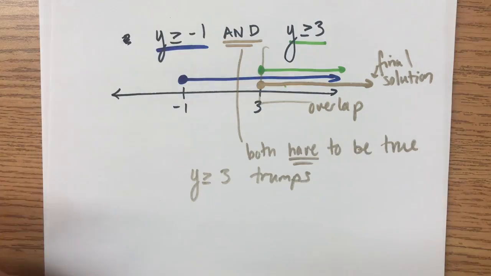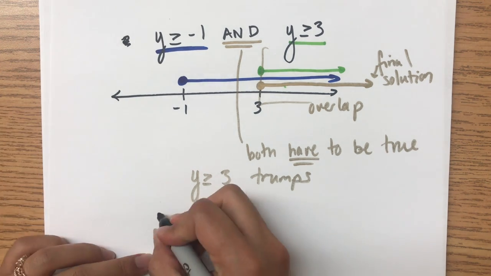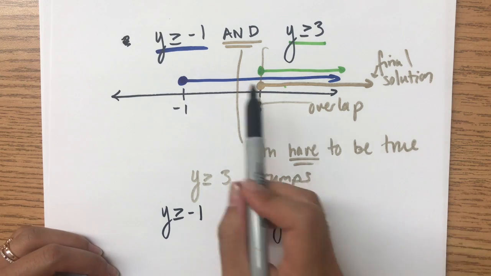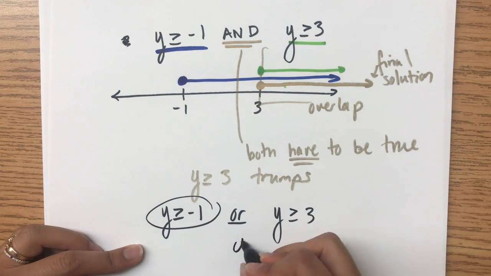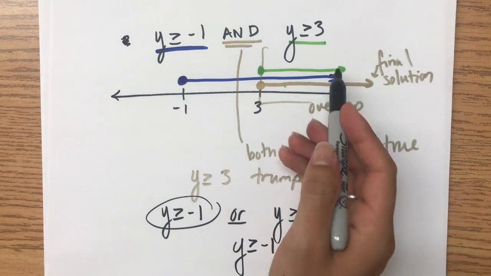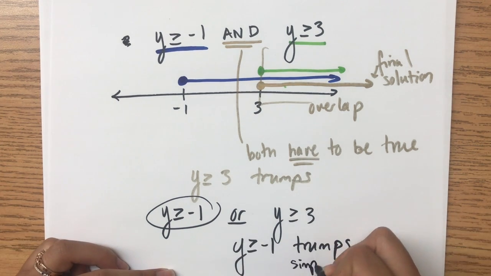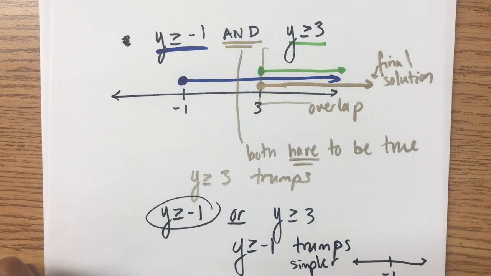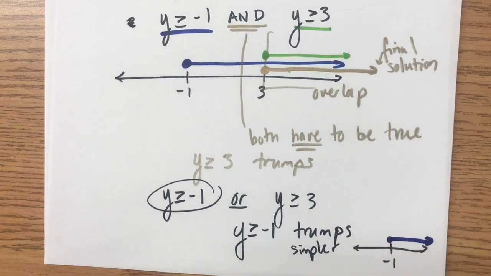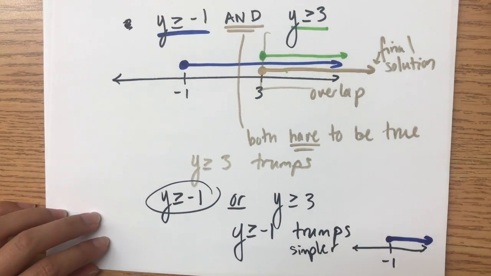Now, if I take a similar problem here, but it's actually or instead of and, okay, so I'm going to take that exact same solution, but now either one can be true, so it can be one or both, which means y is greater than or equal to -1 actually trumps, right? Because the blue is true, right? And it doesn't matter that green isn't true there, but we're just going to keep the entire blue solution.